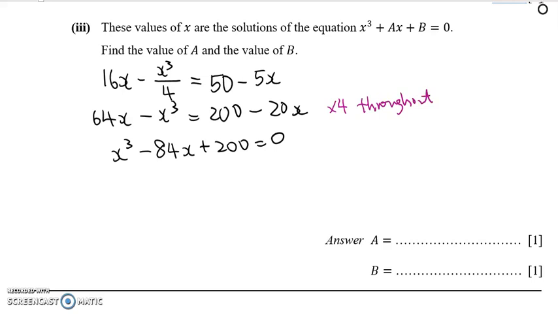Then we rearrange to get this. If you compare it with x cubed plus ax plus b equals 0, we will get the values of a as negative 48 and b as 200. So because we have the line and the curve intersecting, we equate the two y's together, and then we simplify to get the equation. So this is for question number 5.